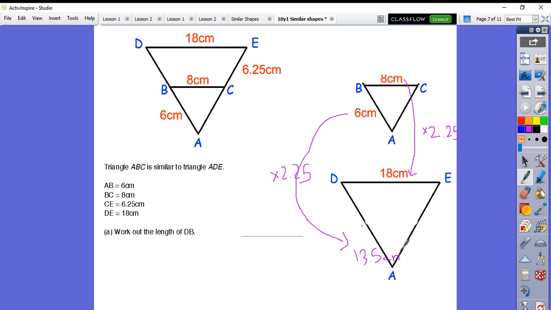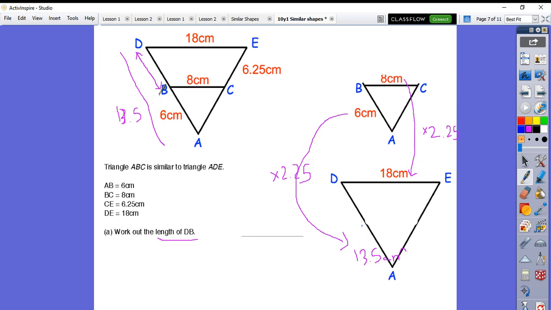Okay. I have just worked out what this full length here is, but the question is actually asking me for the length DB. So I have just worked out what this full length is. Okay, the full length is 13.5. That's not very clear, is it? 13.5. Okay, but this is actually what I want. I only want this bit here.